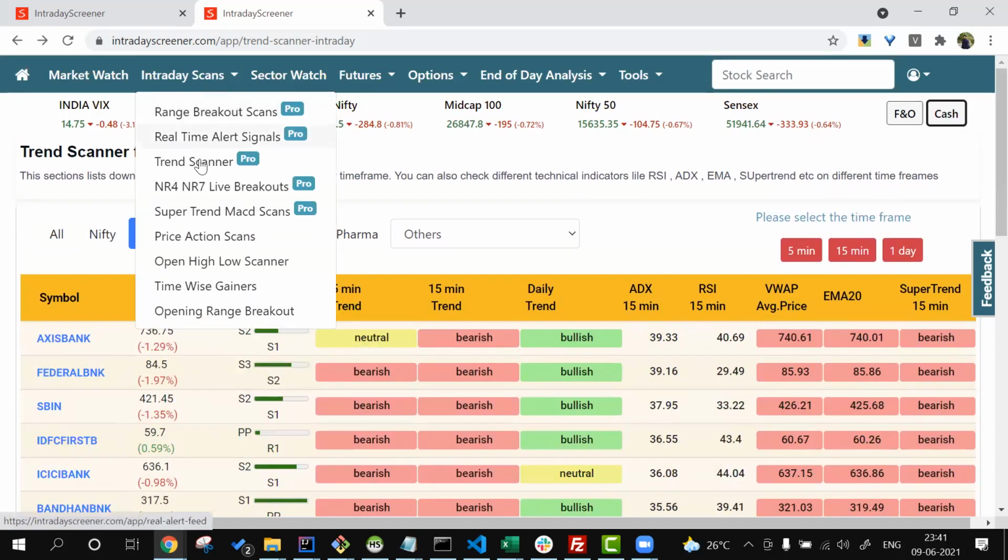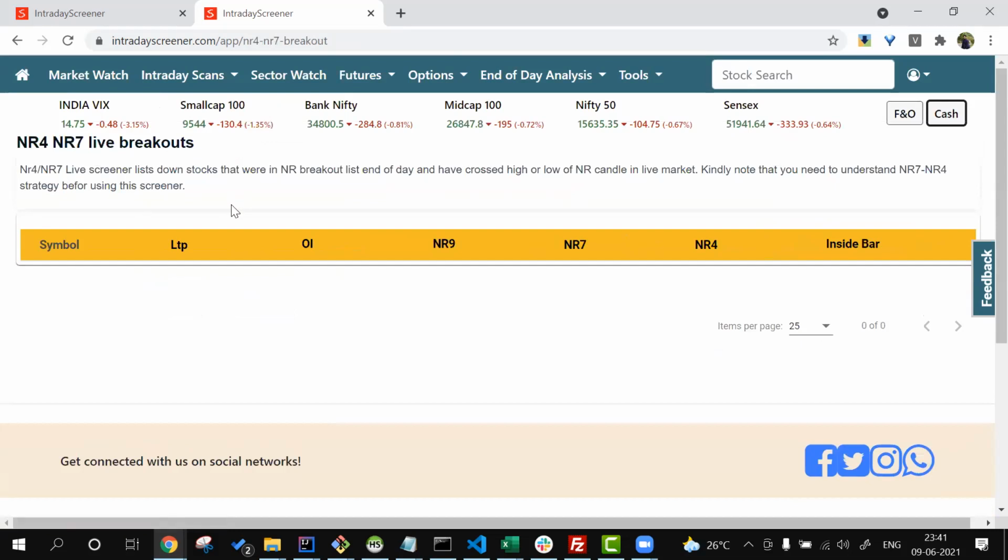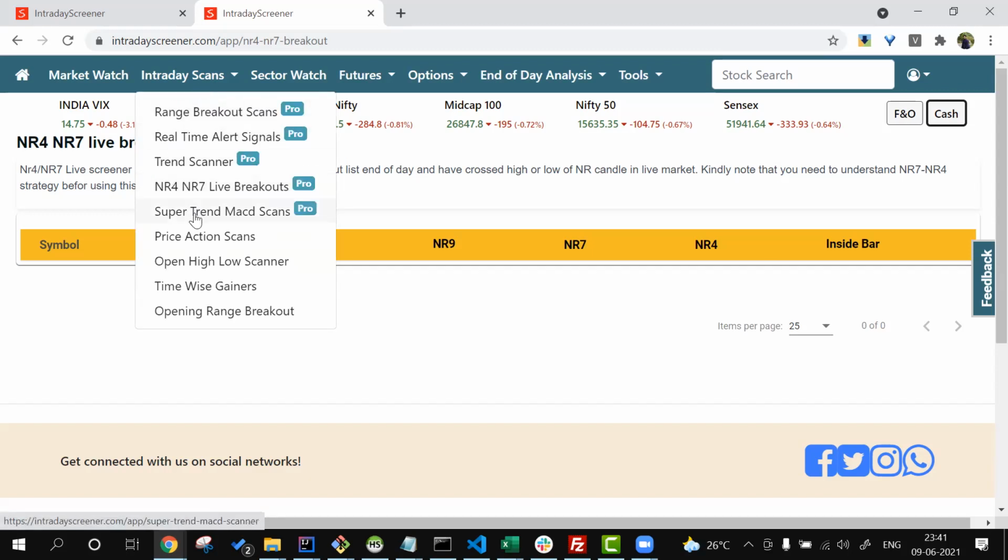The next scan that you are going to use is NR47 NR Live Breakout. So this is an NR4 NR7 strategy. So narrow range breakout. If a stock breaks at 4 days narrow range or 7 days narrow range, then it will show here. You should be aware of NR4 NR7 strategy. I will put a separate video on what the strategy is and how you can trade it.